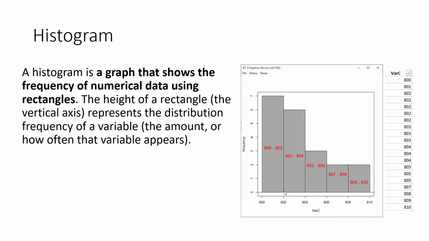As you can see here, our next bar is 803 to 804. Well, let's see, 1, 2, 3, 4, 5, 6 values are contained within that categorical distribution. So the category 803, including 803, to 804, including 804, is 6. All right? And that's because 1, 2, 3, 4, 5, 6.